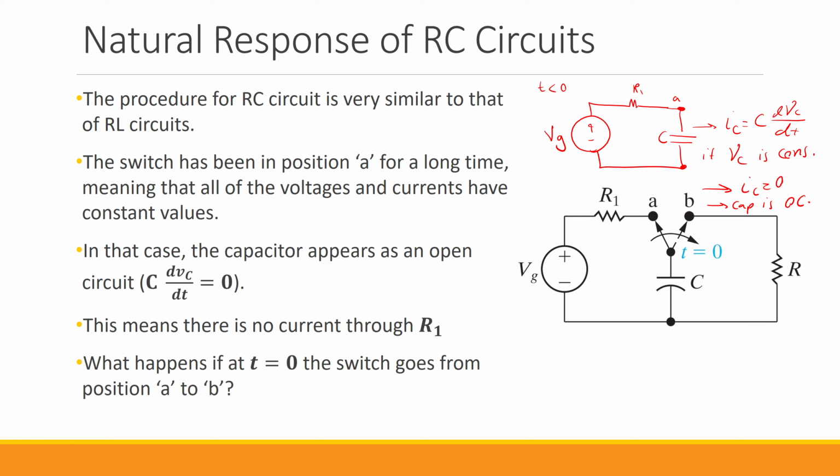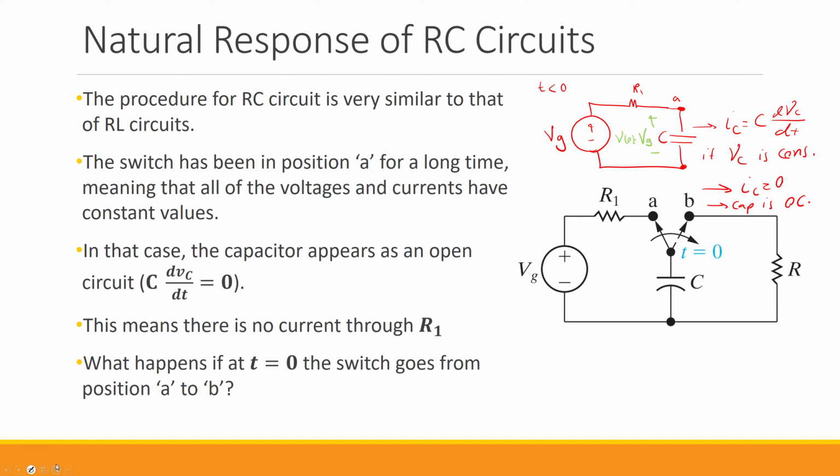Since there is no current going through R1, the voltage drop across it is going to be 0. So the voltage across this capacitor is going to be Vg, and that is the initial voltage of the capacitor at time 0.